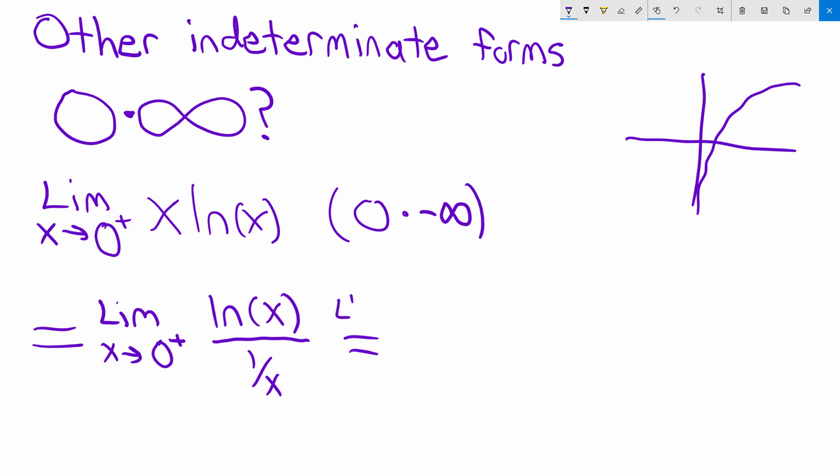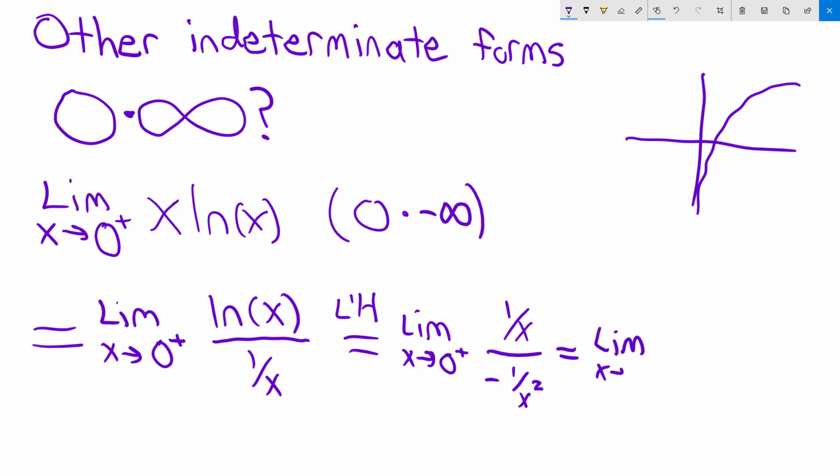So if we want to apply L'Hopital's rule to this, still the limit as x approaches 0 from the right, the derivative of the top is just 1 over x. The derivative of the bottom is going to be negative 1 over x squared. Remember, this is x to the negative 1 in the denominator, so using our power rule is how we get this result. And if we were to leave this as is, this would still be an infinity divided by infinity indeterminate form. But we can simplify it.